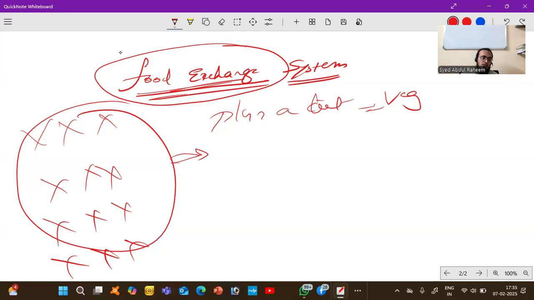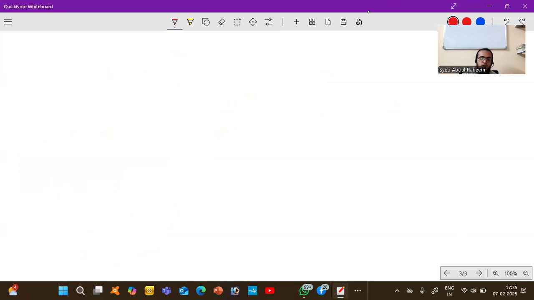One more example I will give here: milk exchange. We have to know the nutritional value also. One person doesn't want to take cow's milk, he only likes buffalo milk.